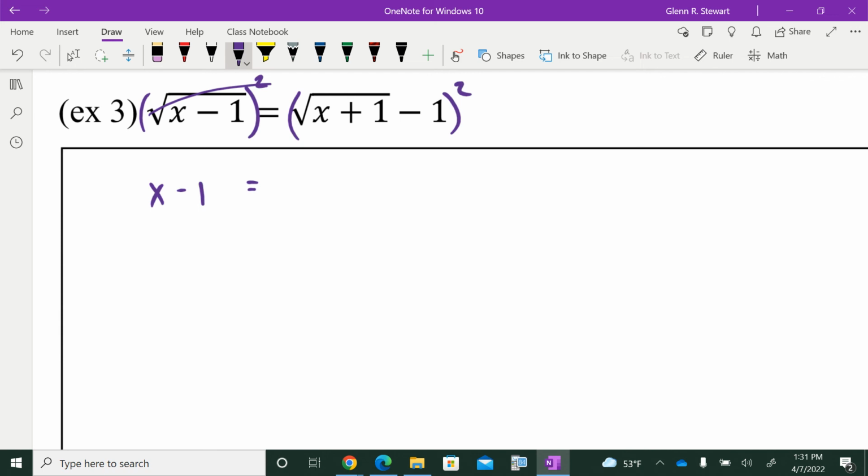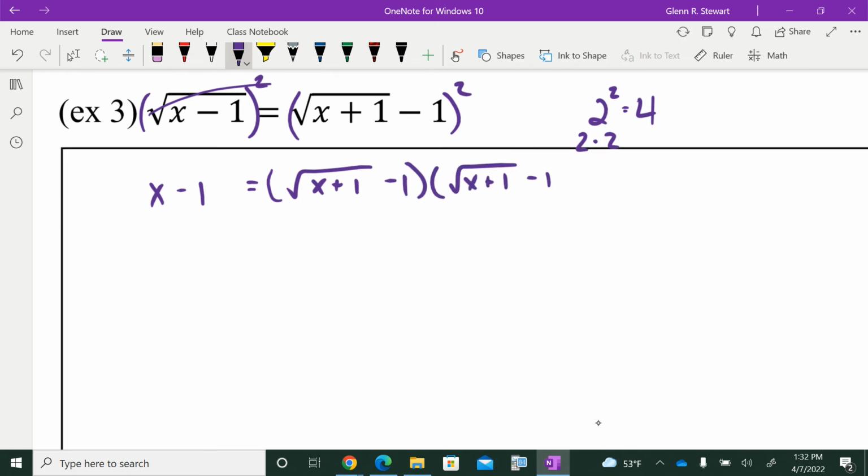On the other side, I take you to a separate example problem that's a little simpler. What is 2 squared? 4. How'd you get it? 2 times 2. So notice how I wrote 2 twice? I also have to write the square root of x plus 1 minus 1 twice. This is where I have to use FOIL.